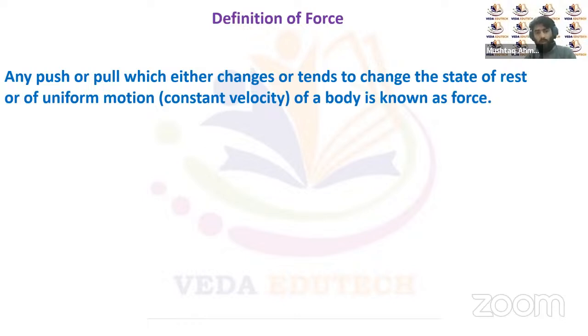Which either pushes or pulls a body and either changes the state of motion or tends to change the state of motion or of uniform motion, right? Means let's suppose that we have a body, right? This is the body. Let's suppose the body is of mass m and we are applying some external force F on this body. So this force F either will change the state of motion or it may not change the state of motion, right? If this body is initially at rest, right?